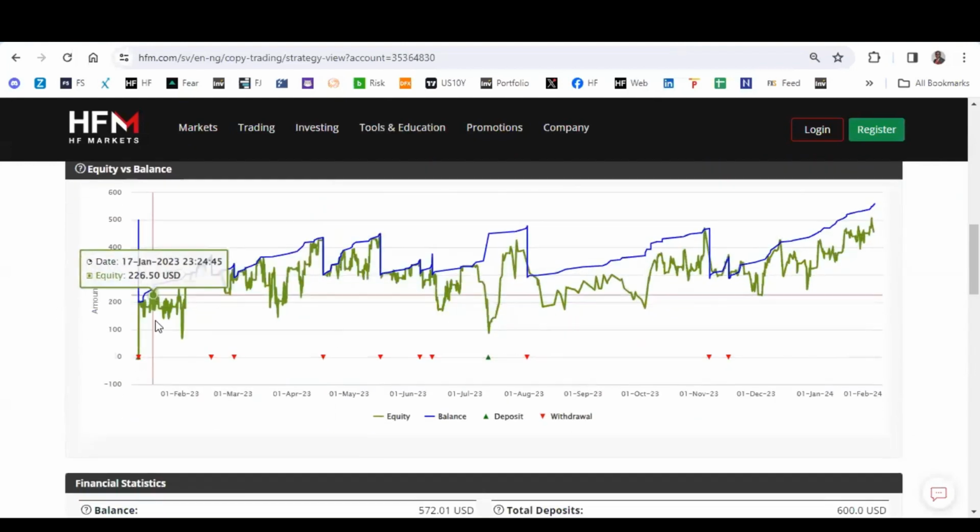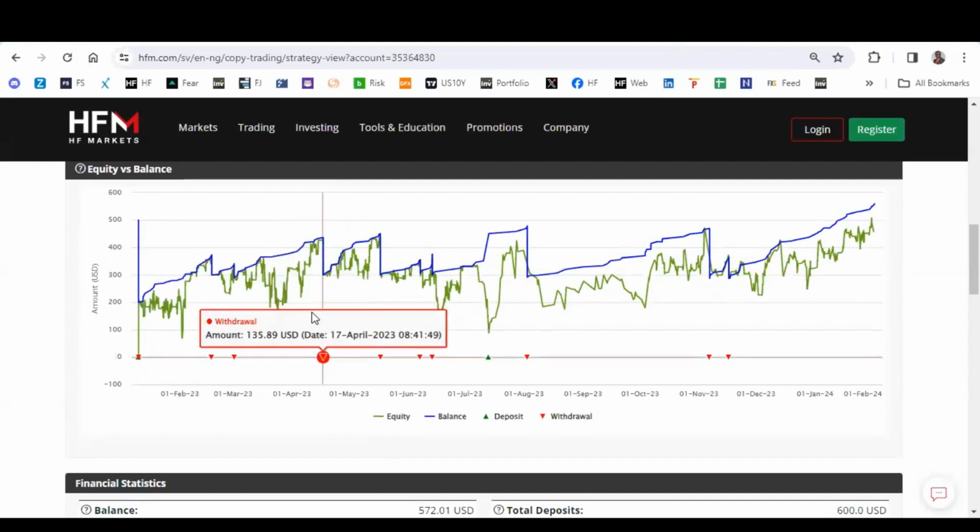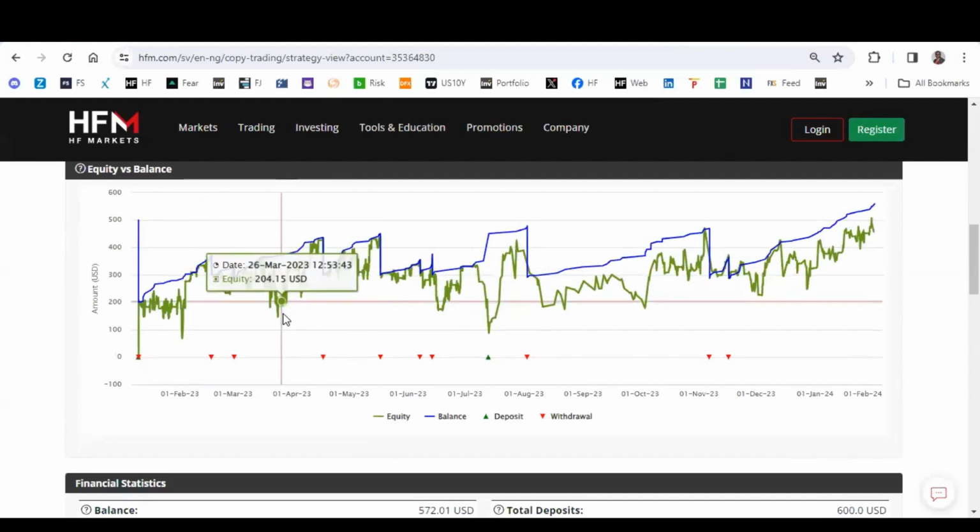Right here, you can see the relationship between their equity and their balance. Now, this tells you that equity accounts for the current profits and losses on their open trades, the net. Say, for example, your balance is $1,000. But if you have 2 trades running, and on those 2 trades you're making a profit of $200, your equity becomes $1,200.